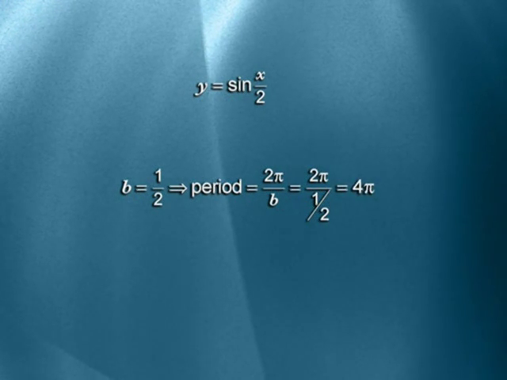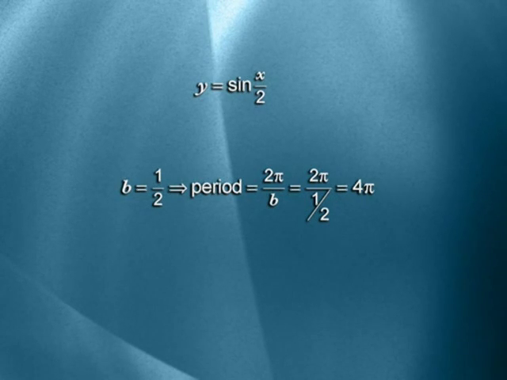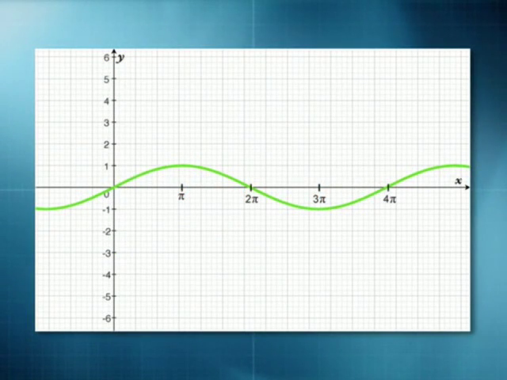So the period of this function is actually bigger. It's 4 pi. And you can sort of check this. When does this function touch the x-axis? What are its intercepts? Well, 0. Sine of 0 over 2 is 0. And the next time it touches is 2 pi, because sine of 2 pi over 2 is sine of pi. And then at 4 pi, it's completed a full cycle.